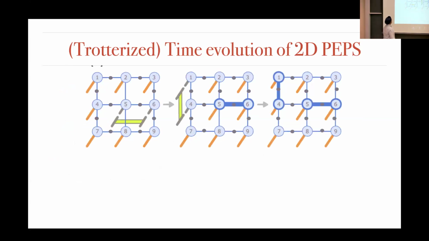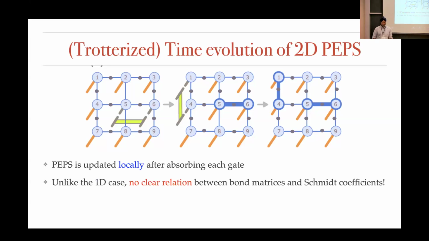Now, both DMRG and TEBD have also been extended to 2 dimensions. The idea is kind of similar. So here, let's say time evolution of a 2D PEPS. Once again, these are local. The tensor network is updated locally after each gate. But unlike the 1D case, there's no clear relation between these matrices and Schmidt coefficients. Just for the simple reason that when you cut along a bond, you don't break the state into a left and right half, right? In 1D, that's a special property only of a line.